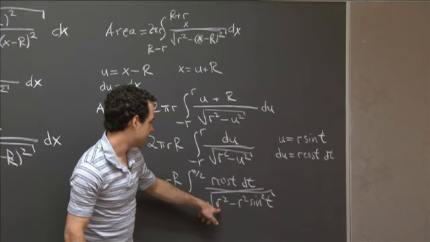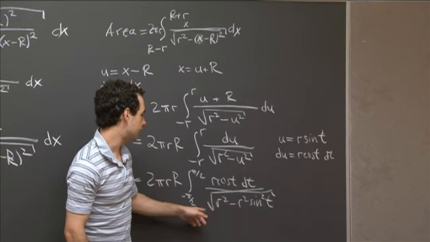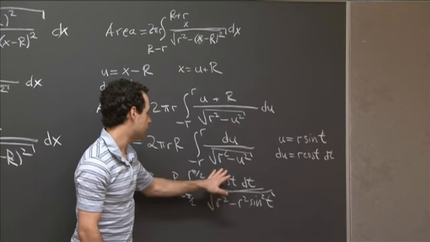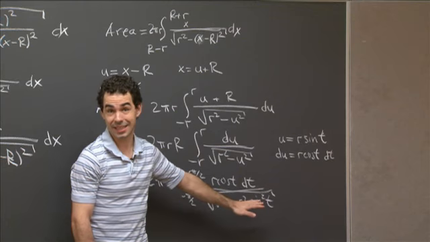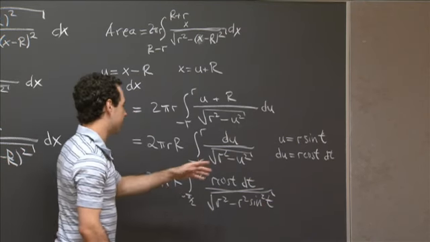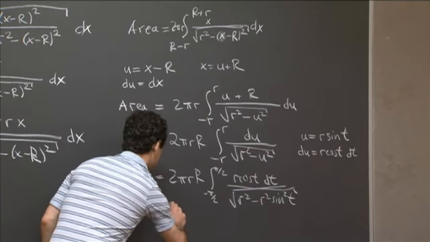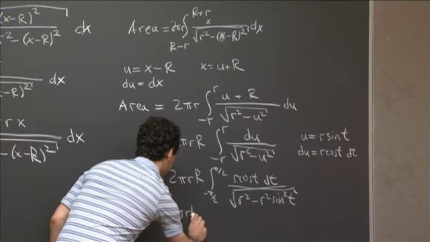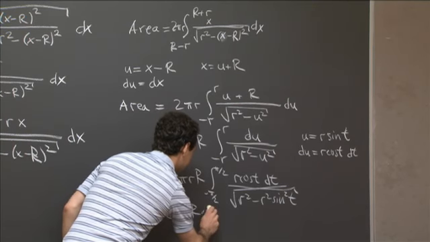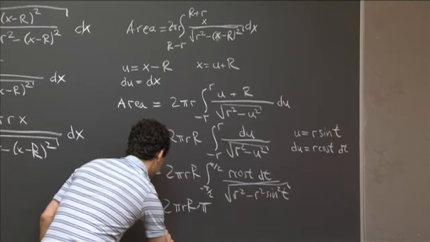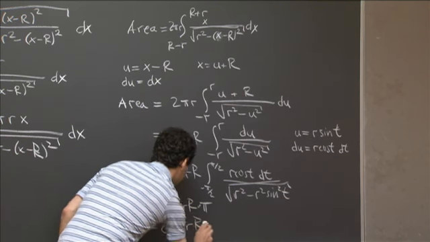As we said, r squared minus r squared sine squared t is r squared cosine squared t, and then you take a square root and you just get r cosine t. So r cosine t cancels r cosine t, and the integrand is actually 1, or 1 dt. That's really easy to integrate. You integrate a constant, you get the constant times the length of the interval. So this is equal to 2 pi r times 1 times the length of the interval, which is pi. So this is equal to 2 pi squared little r big R.